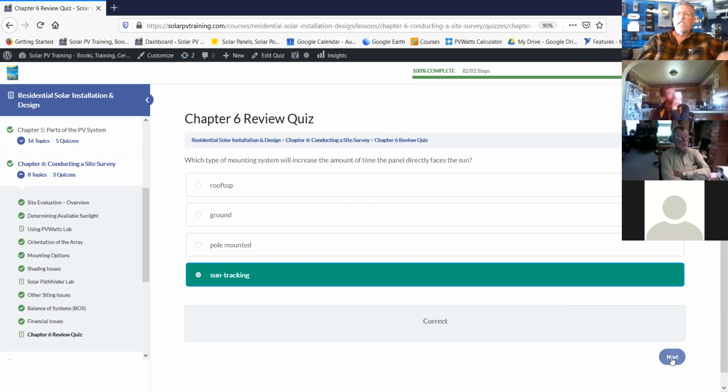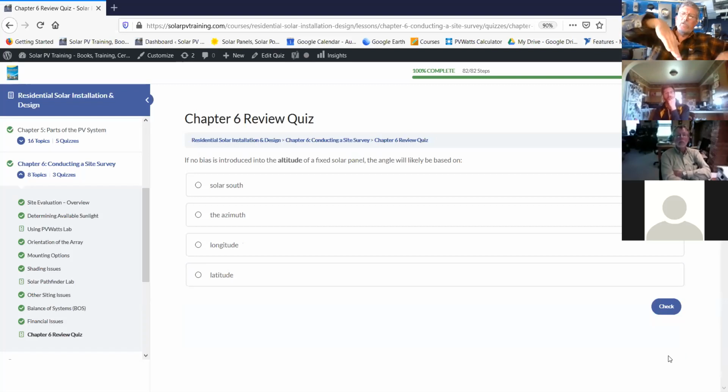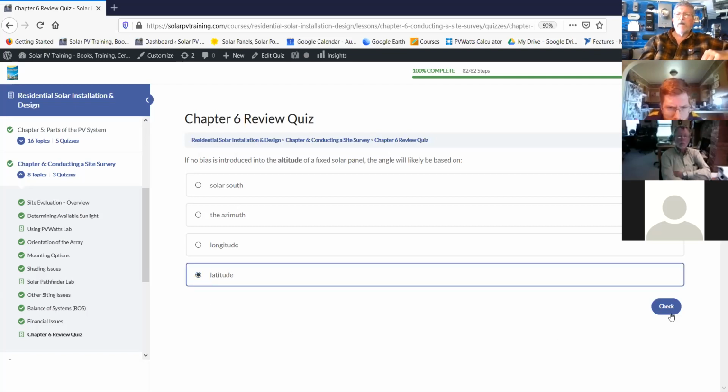And then there's dual axis tracking, where it usually sits on top of a pole and it can adjust both azimuth and altitude based on the time of day and what day of the year it is. If no bias is introduced to the altitude of a fixed solar panel, the angle will likely be based on the latitude. Yep, just think Jimmy Buffett, right?